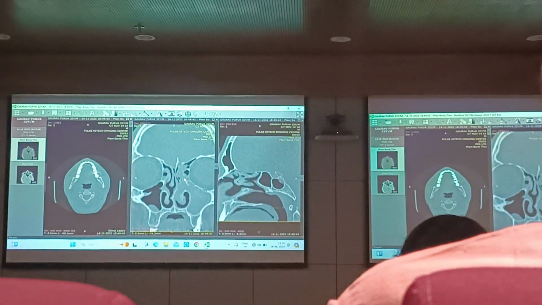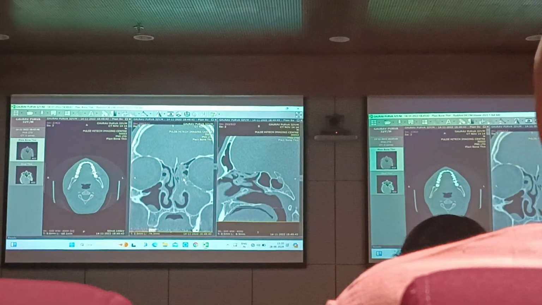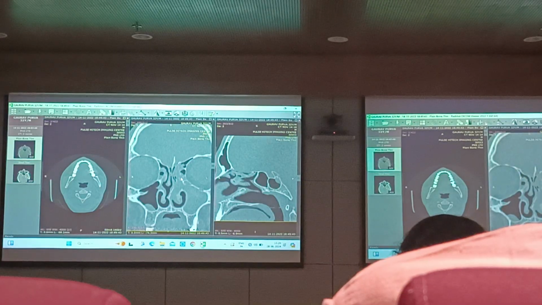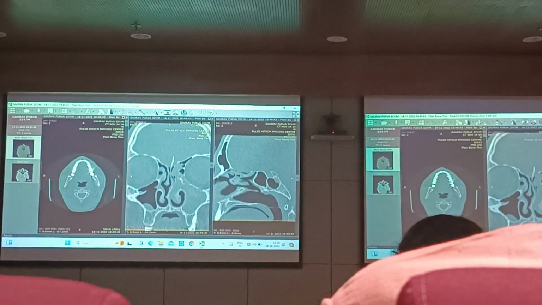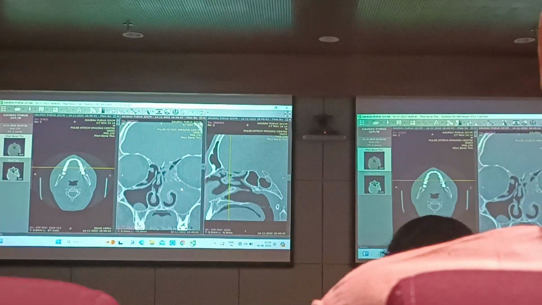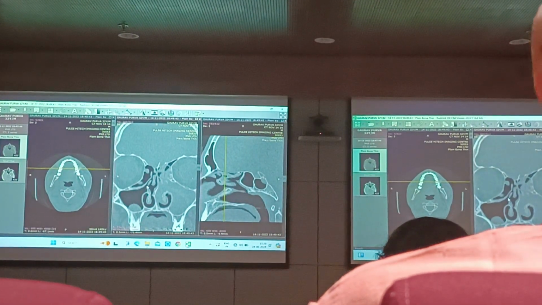Okay, but I will not biopsy this if it's an antrochoanal polyp. If it's an angiofibroma, I will not biopsy this at all. Okay, go on reading the scan now. Sorry, I'm going back here. Okay, so this is going back. Now, what is this here?